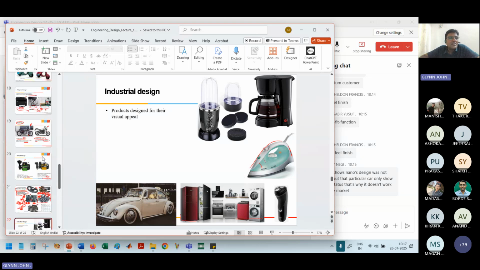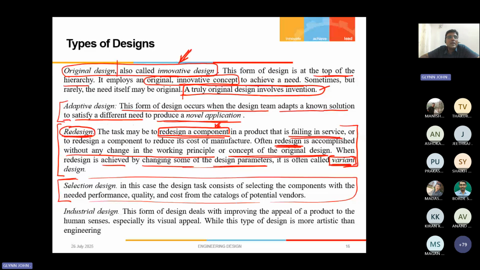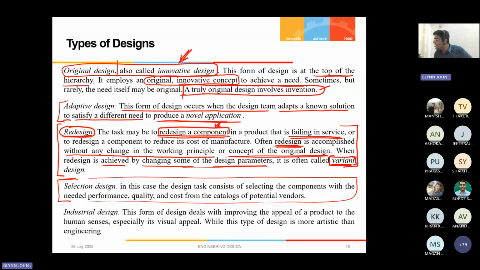Okay, so that's about industrial design. Now, industrial design is the form of design which deals with improving the appeal of the product to the human senses, right? That means when you look at the product, the colors, the shape, everything is appealing. So you focus on that particular part of design. So if you see, this is more artistic than engineering, right?